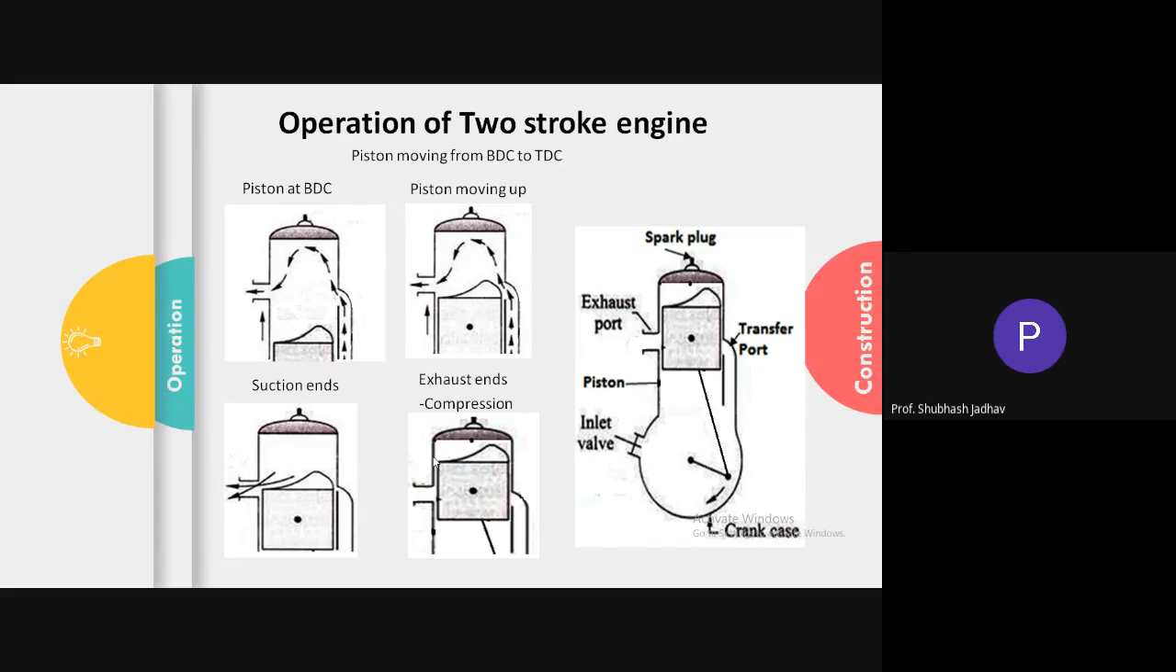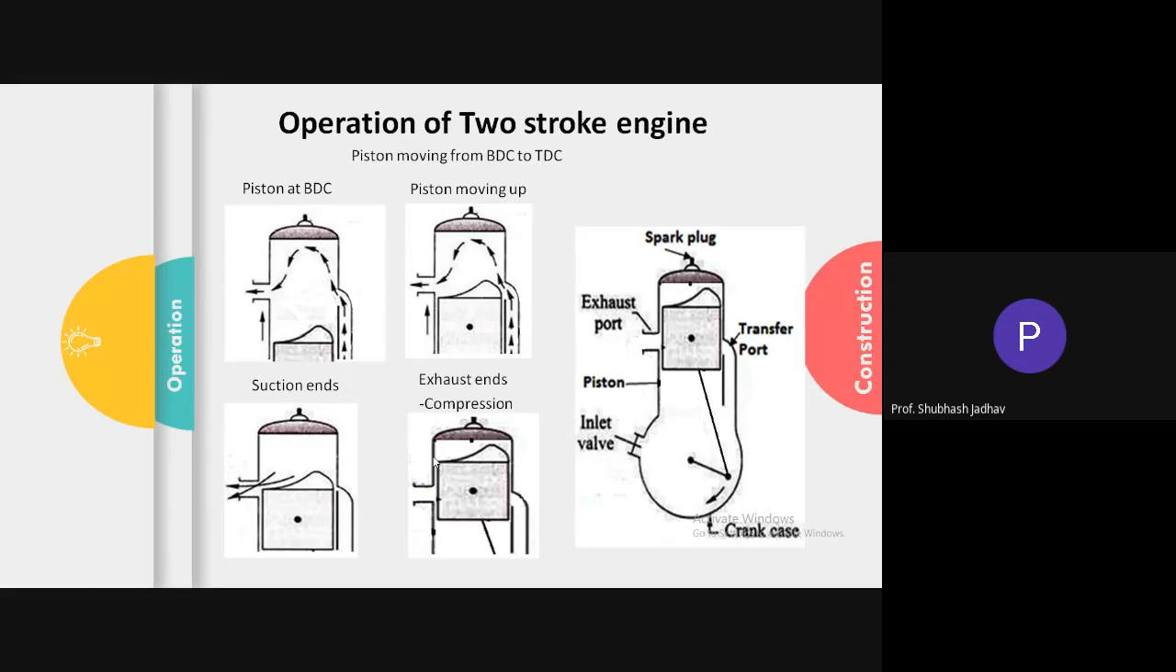Unlike in a four-stroke engine, where one complete stroke from TDC to BDC is available for compression or for expansion, in a two-stroke engine the effective compression stroke and the effective expansion stroke are very small, and therefore power produced is less. So theoretically speaking, the power produced by a two-stroke engine will be lesser than a four-stroke engine per cycle, correct? Why? Because the effective strokes are lesser.